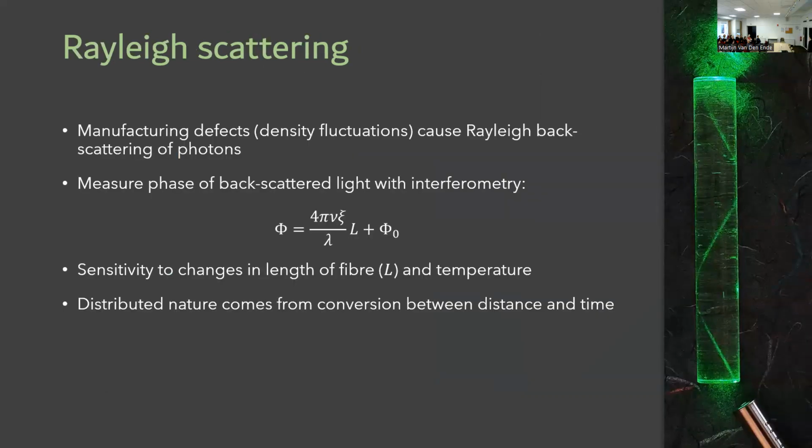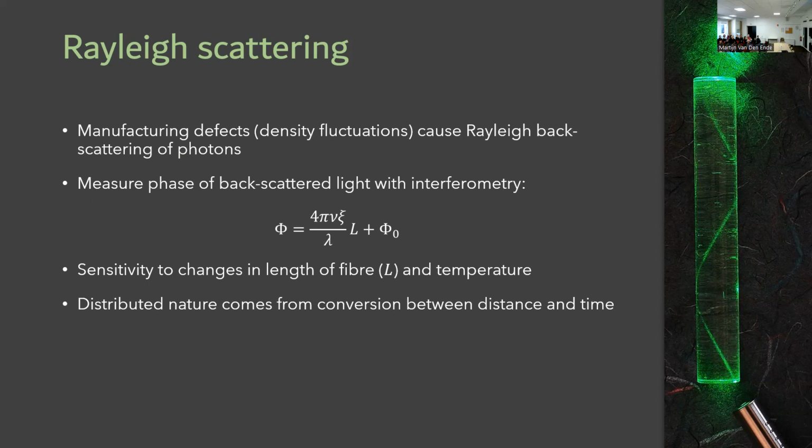So first, Rayleigh scattering. This comes from interaction of your photons with tiny manufacturing defects, so tiny density variations in the glass that are much smaller than the wavelength of light. And so whenever a photon meets one of these defects, it causes elastic scattering of the photon. So it will be sent in a random direction, but it will keep the same wavelength.